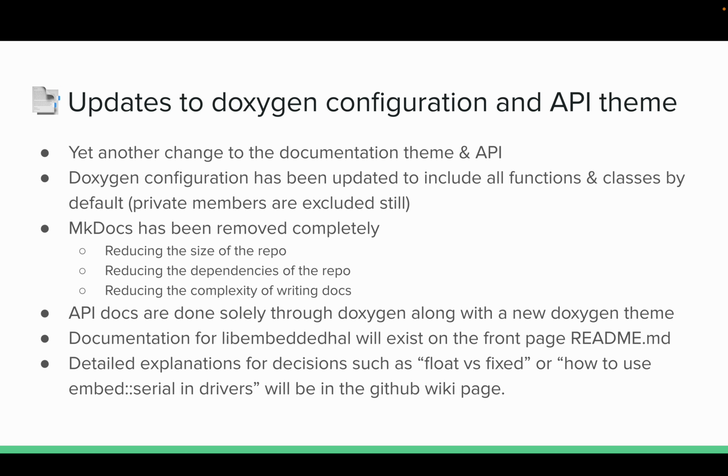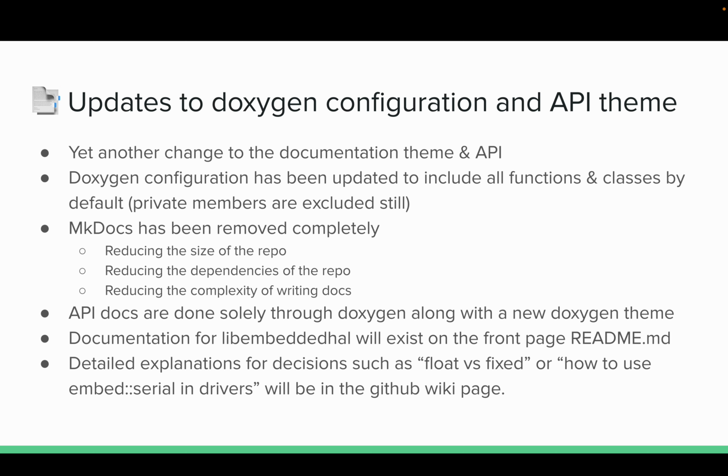So we can remove a lot of code and a lot of dependency on having to maintain all that by just eliminating it, and also reducing a lot of complexity. Wikidocs should be more than enough for what we're doing. API docs are done solely through Doxygen, along with a new Doxygen theme. I'll show you that in a sec.